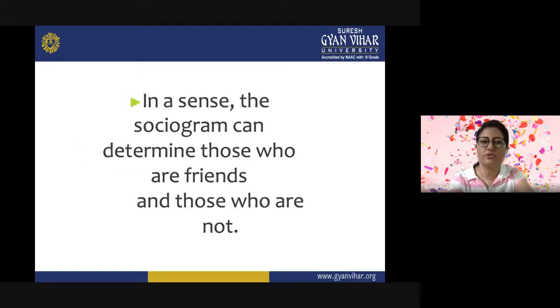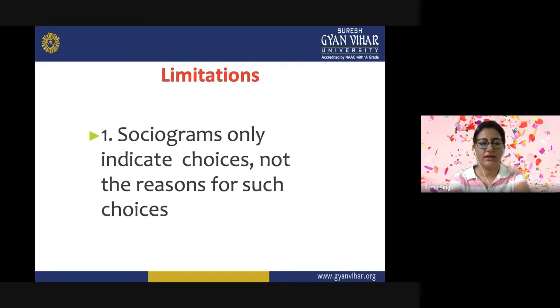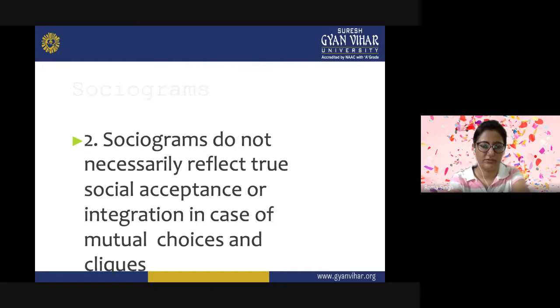In a sense, the sociogram can determine those who are friends and those who are not. There are certain limitations also while using sociograms. Sociograms only indicate choices and not the reasons for such choices. Why they have chosen? There is no reason for that. It just means that they have chosen because they like it.